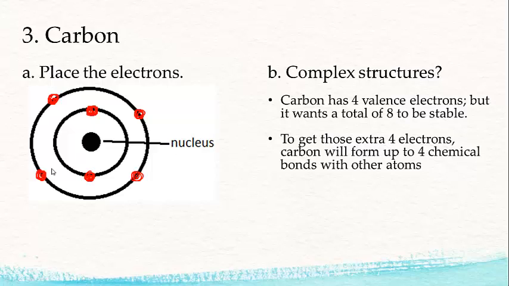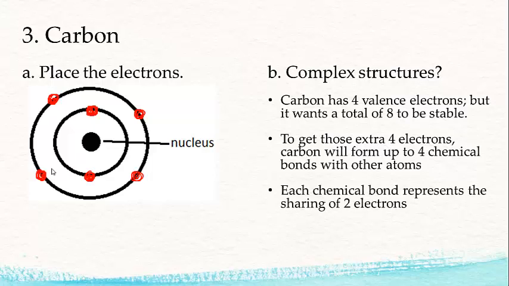To get those extra 4 electrons, carbon can form up to 4 bonds with other atoms. And each chemical bond represents the sharing of 2 electrons. So by sharing 4 bonds, by making 4 chemical bonds, I have a total of 8 shared electrons.